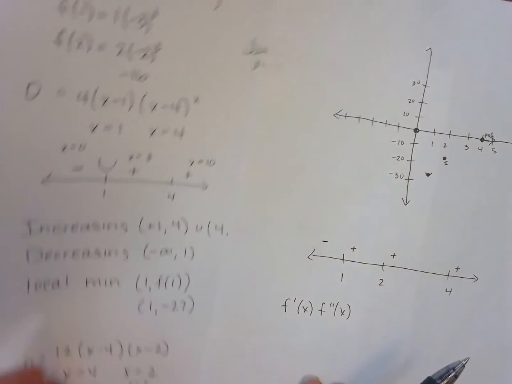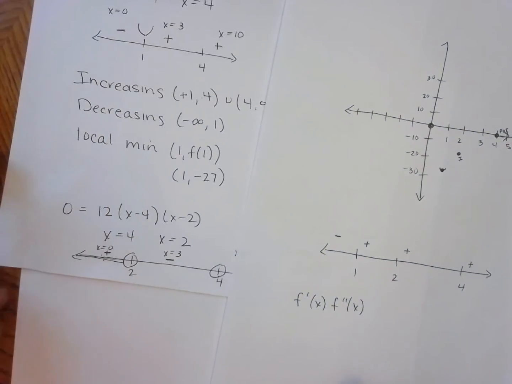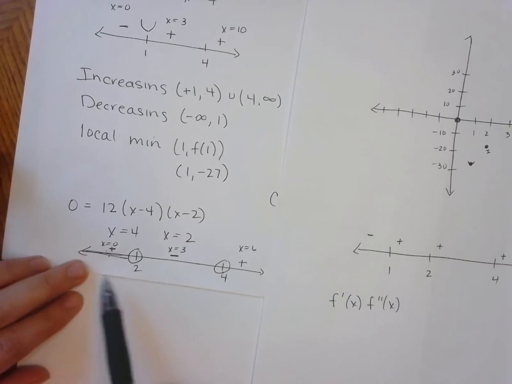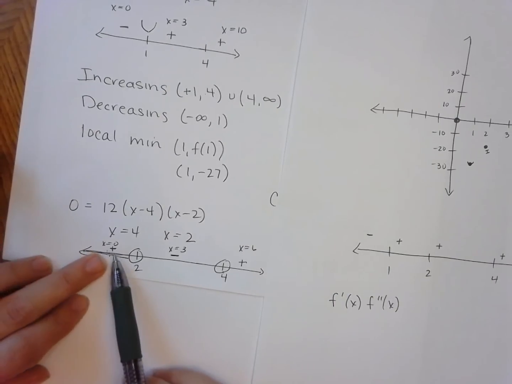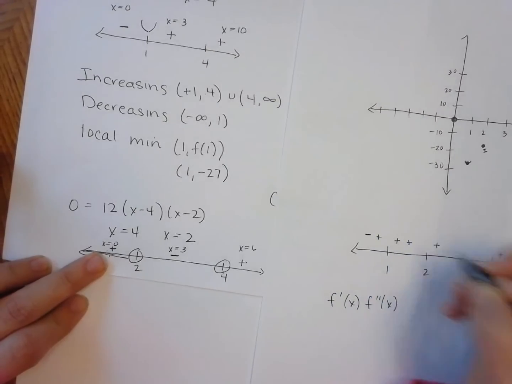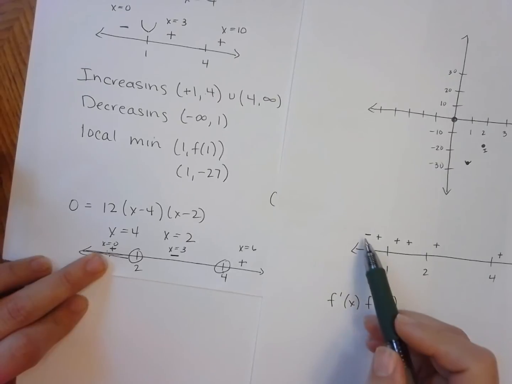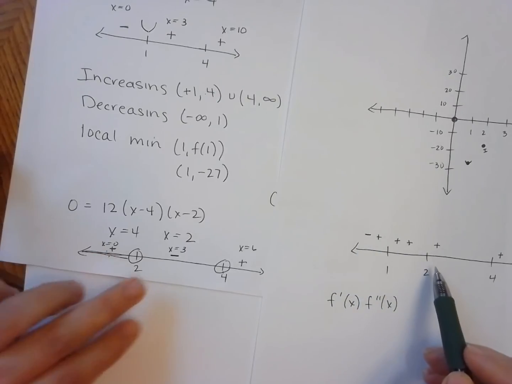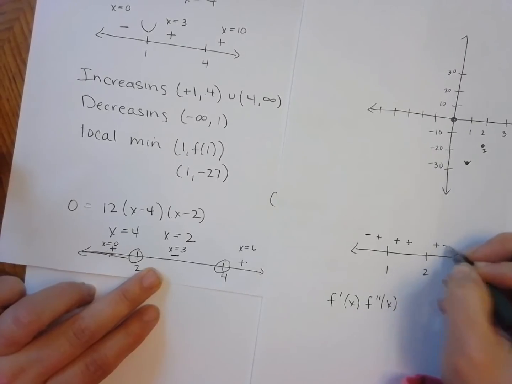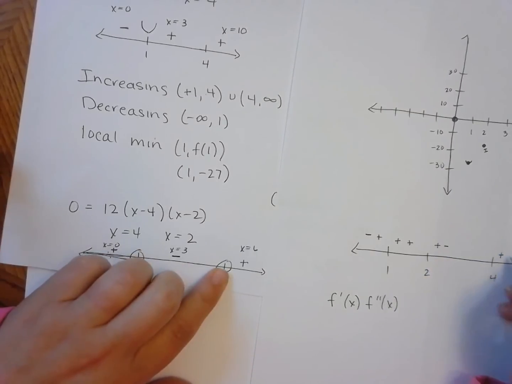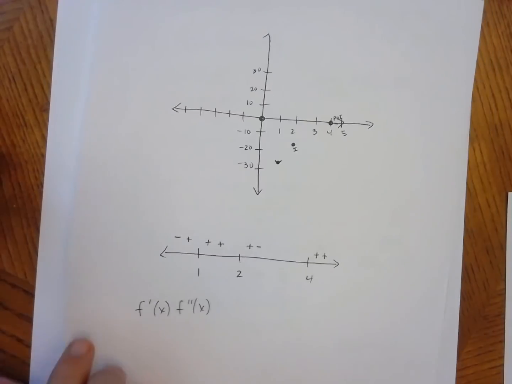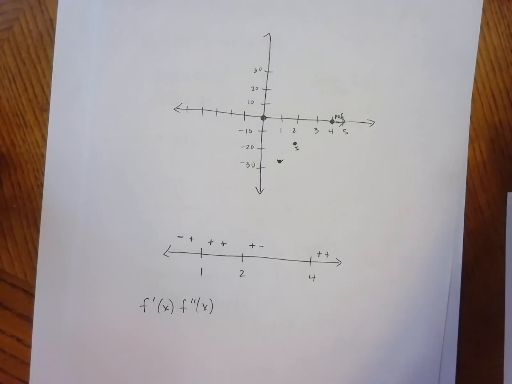All right. So now we're going to put our concavity on there. So that's our second derivative. Up until 2, my second derivative is positive. So that means here and here, my second derivative is positive. So this is f prime, f double prime. And then between 2 and 4, my concavity is down, so it's negative. And then out here, it's positive. Okay, so this is going to help us make our graph.